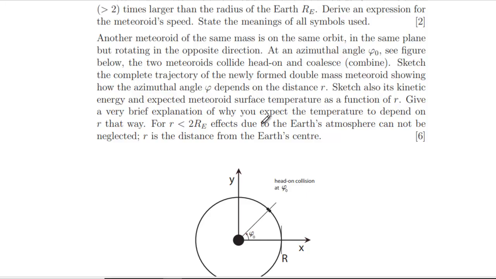Derive an expression for the meteoroid's speed. State the meaning of all the symbols used. Right, well, we can do our F equals MA on this.